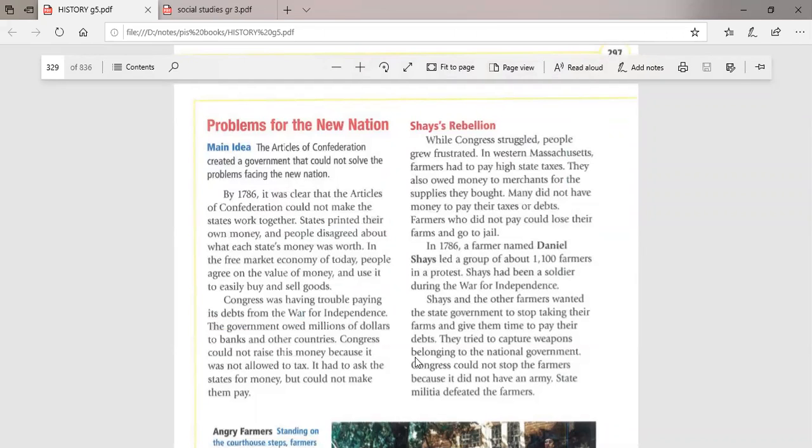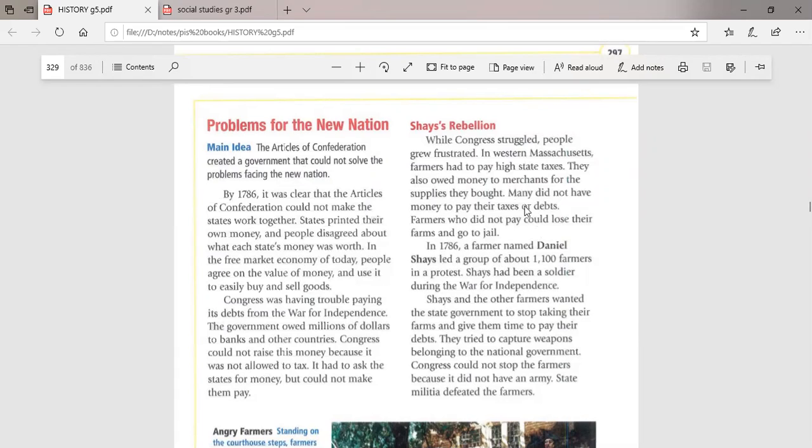So now we have three problems in America. Number one, different money value. Number two, the Congress couldn't tax people. The Congress was not allowed to tax people to pay America's debts. Number three, Shays' Rebellion, where the farmers in Massachusetts had to pay taxes to the state or go to jail.